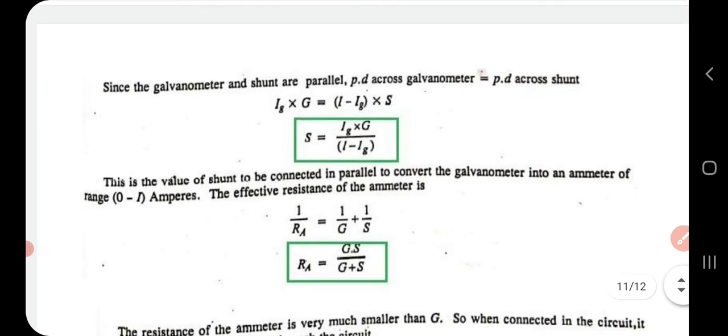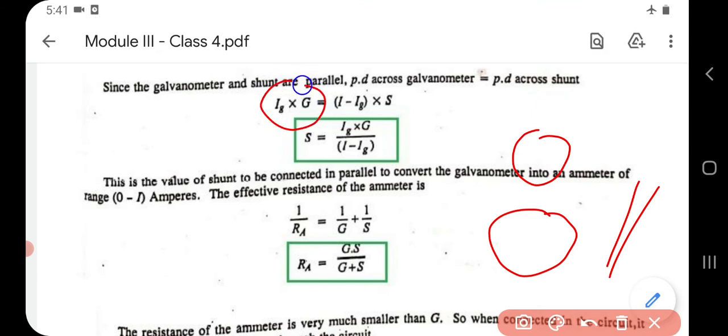Now since the galvanometer and shunt are parallel, the potential difference or voltage across the galvanometer will be equal to the potential difference or voltage across the shunt resistance. So you can equate that. That is Ig G. That is actually I into R, which is the potential difference, voltage, right? So the current through the galvanometer, Ig, into the resistance of the galvanometer, G, will be the potential difference across the galvanometer.